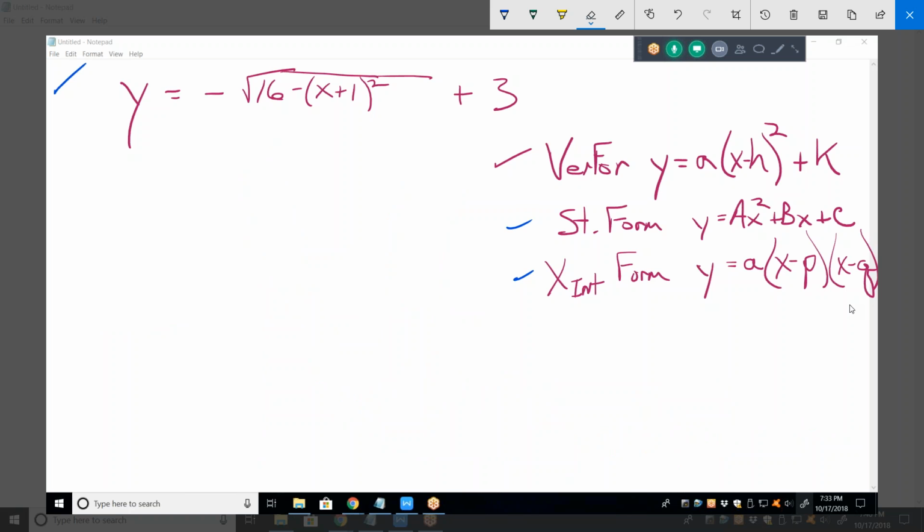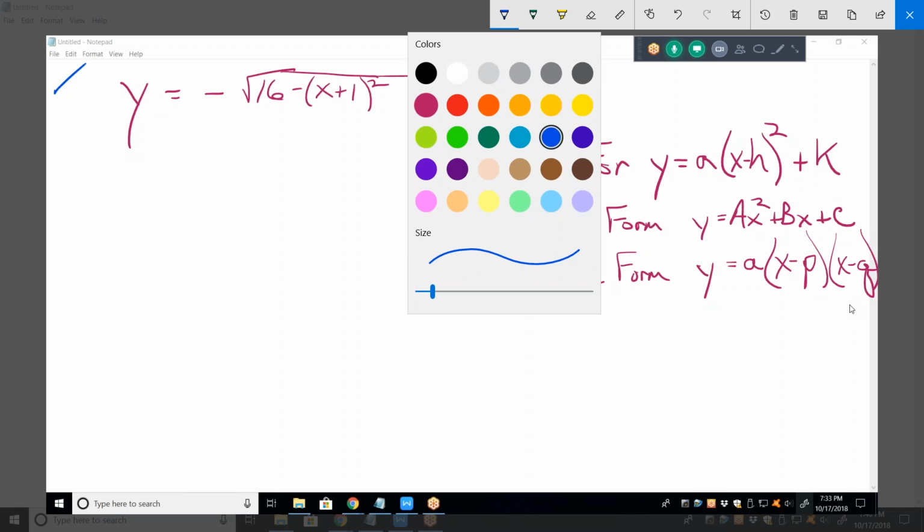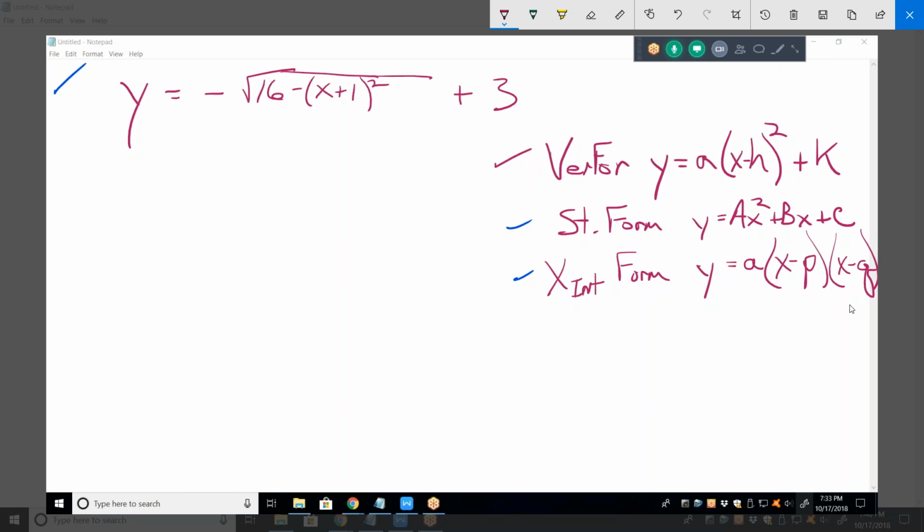Probably vertex format. That's what it looks like to me. It's a strange vertex format, but maybe not as strange as it looks. It looks to me like it's not directly in that format. It's got a radical sign there. A would appear to be minus 1, but I'm not sure we can say that yet. K would appear to be plus 3.